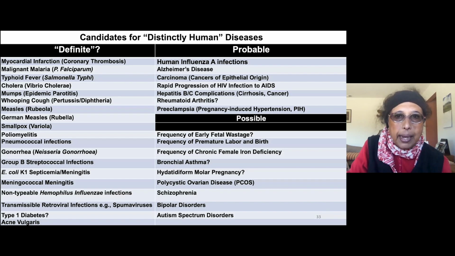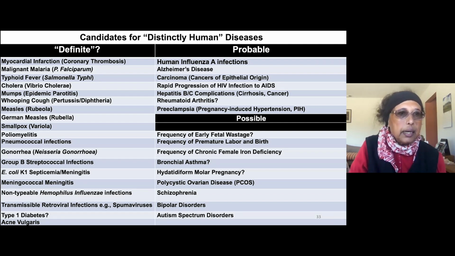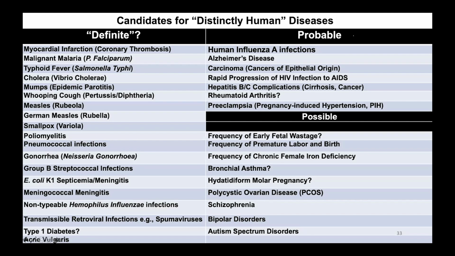So that brings me to the end of my talk with this list that I showed you earlier, which are candidates for distinctly human diseases. And today I spent time talking about 4 of these diseases.